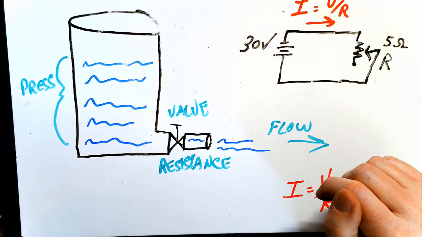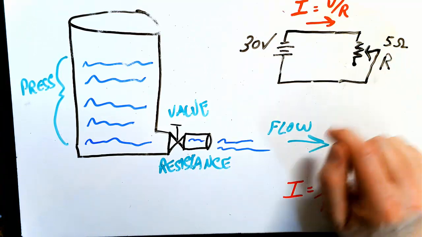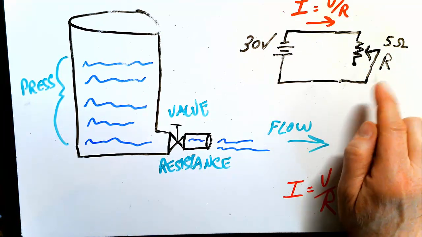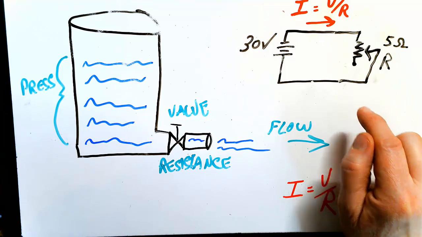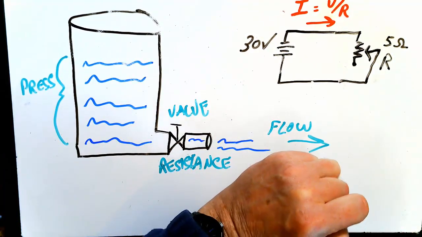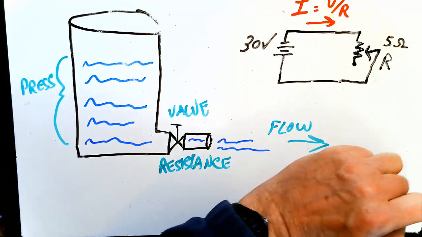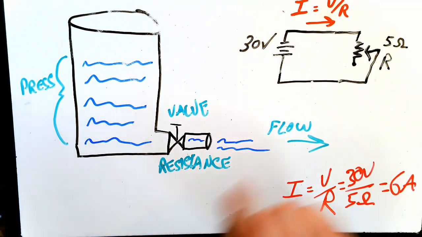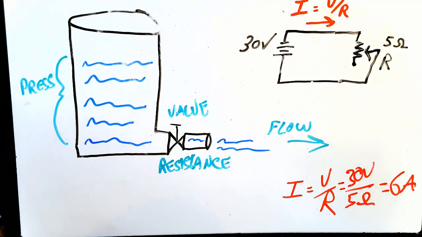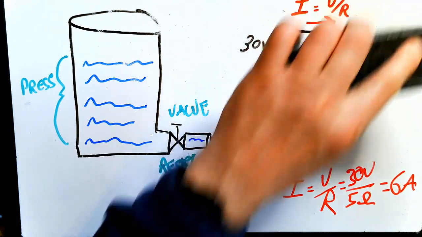So for example, if the resistance here was 5 ohms, ohms is the unit for resistance, right? We would have a current of the 30 volts divided by the 5 ohms, which would give us the 6 amps. But let's say we increase that resistance. What's going to happen? Well, remember the inverse relationship.